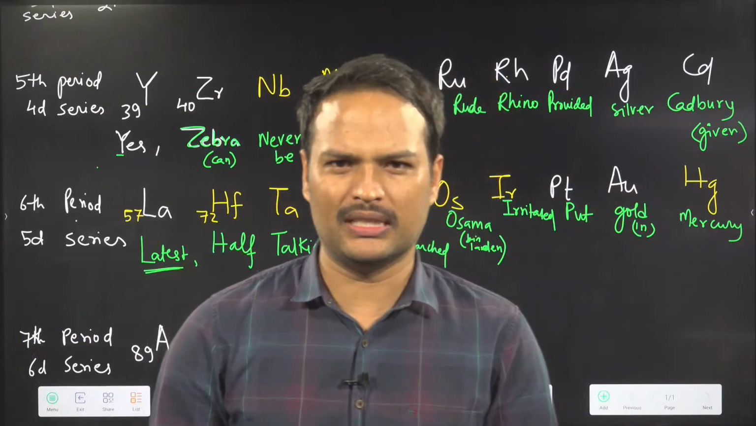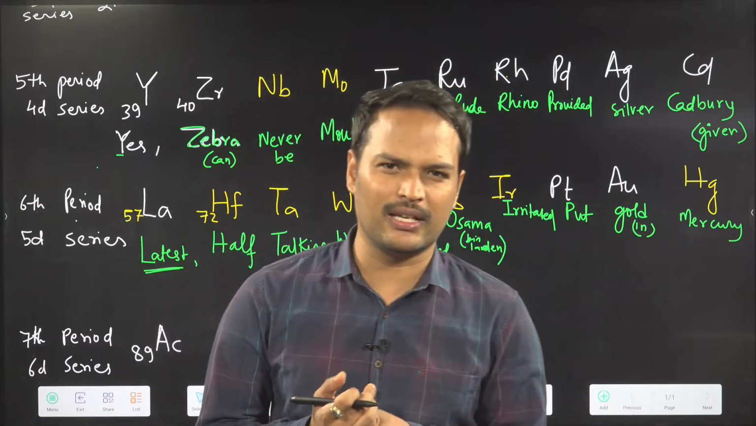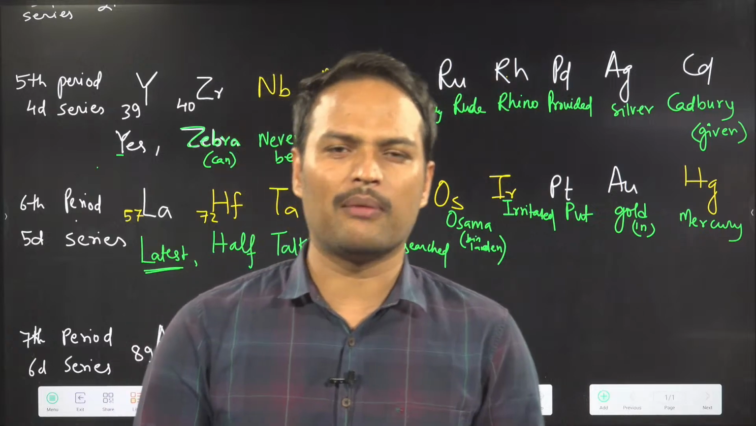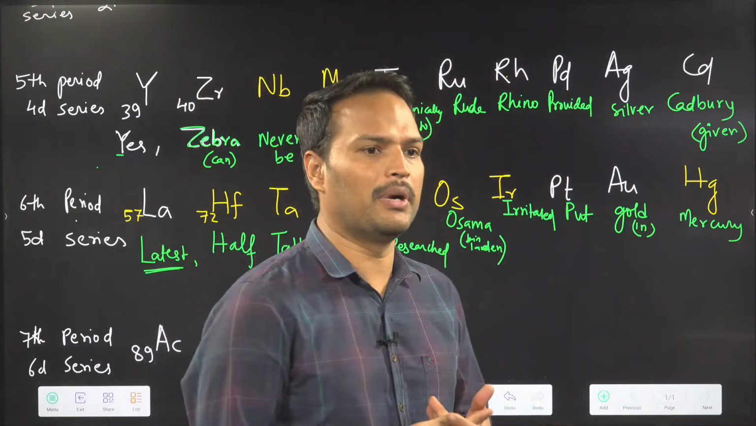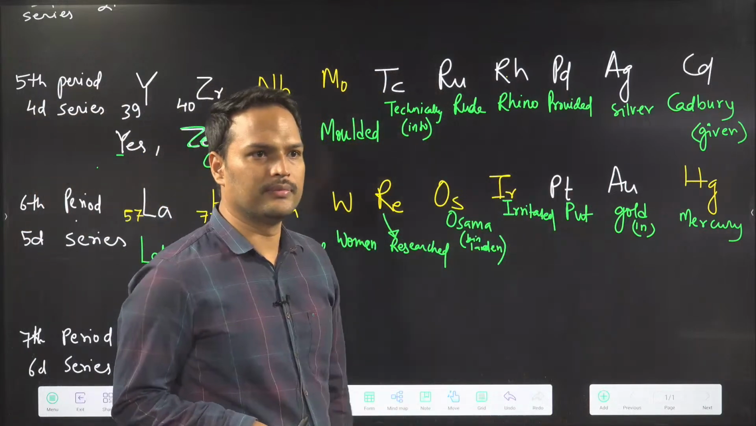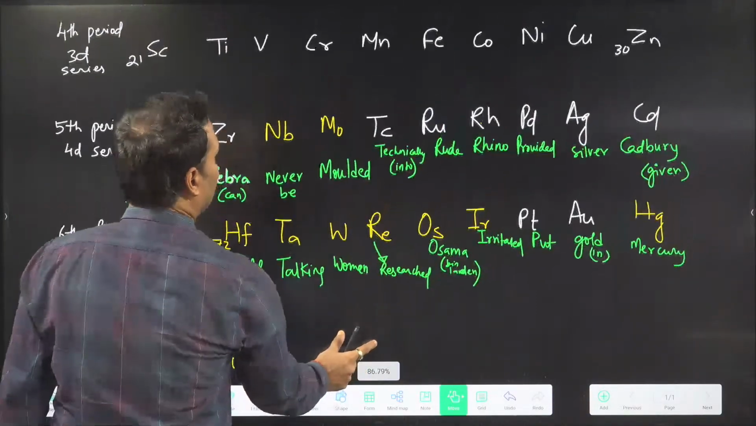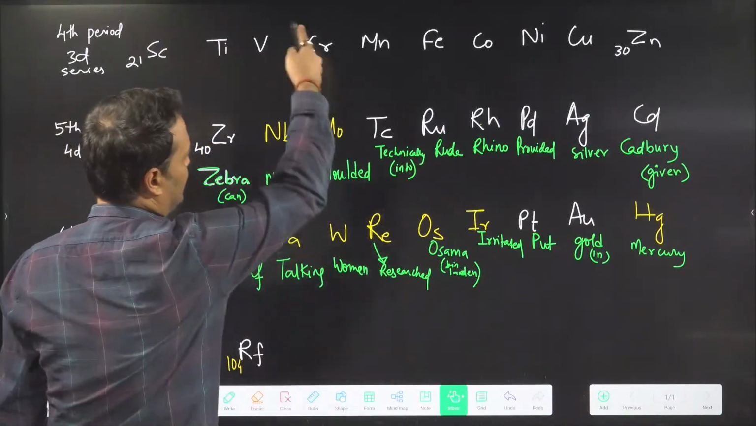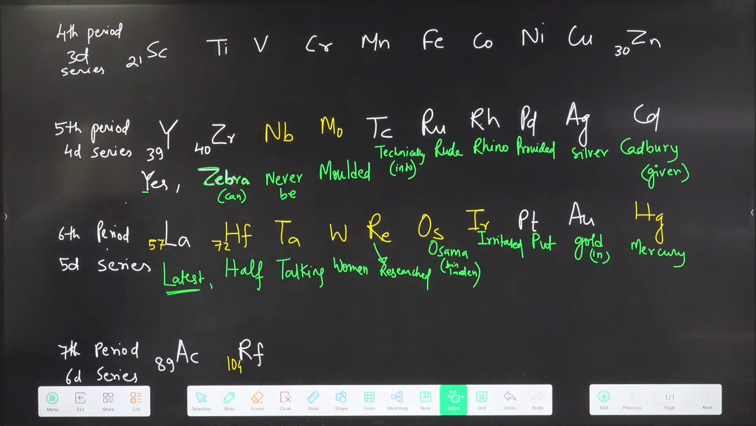So mainly we have to remember the things. So it is like this: the latest news is that half talking women researched. What did they research? That Osama irritated, put what? Gold in mercury. Done. So 6th period is also done. ठीक है? Now just take 1 minute time and try to read all the elements like this. ठीक है?